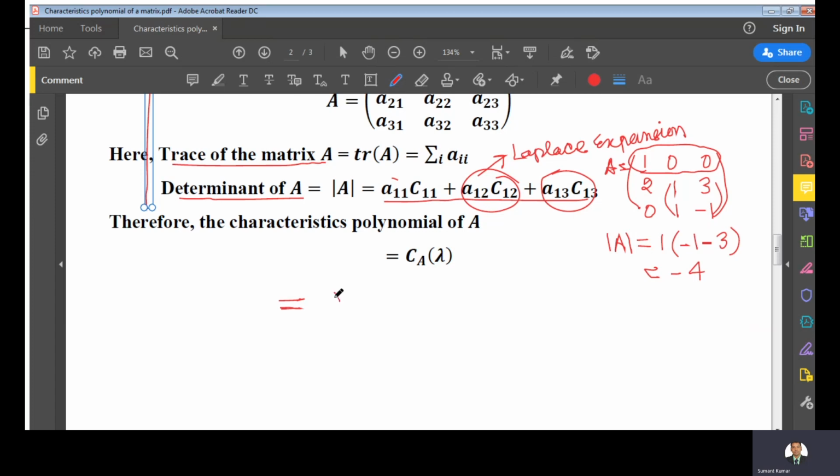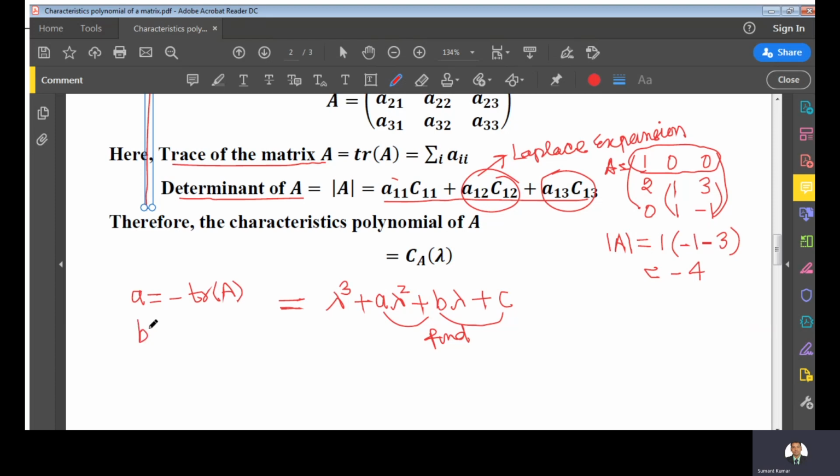So you just write a general monic polynomial, lambda raised to the power 3, plus a times lambda square, plus b times lambda, plus c. So our purpose is to find these a, b and c. If we are able to find them, then this will be your characteristic polynomial, right? So what will be a here? In this case, a will be minus of the trace of this matrix, correct?